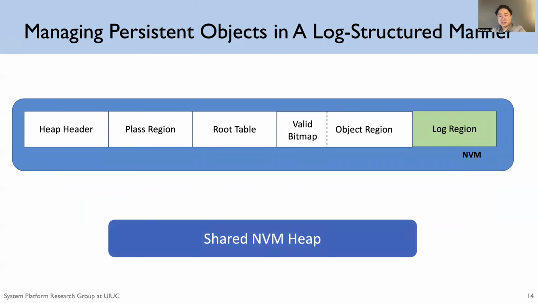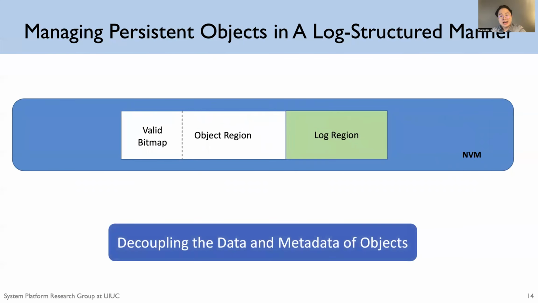The heap contains 5 regions. The heap header stores the metadata. The class region stores all the class descriptors for different managed runtimes. The root table stores all the durable roots as we discussed before. The object region and the log region store the object data and the metadata. Because we observe that the object header is not frequently updated in a transaction, we decouple the object header from its data. This is because the object header could only be changed upon object allocation or deletion. We store the object header in the object region and object data in the log region. Once a managed runtime allocates a new object from the shared NVM heap, UniHeap will allocate an object header in the object region.